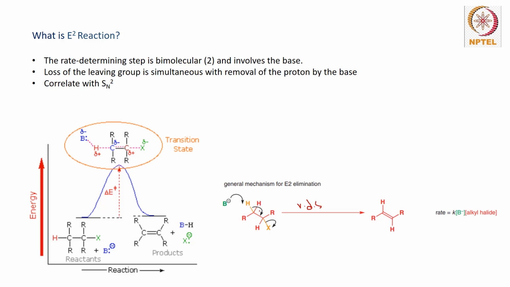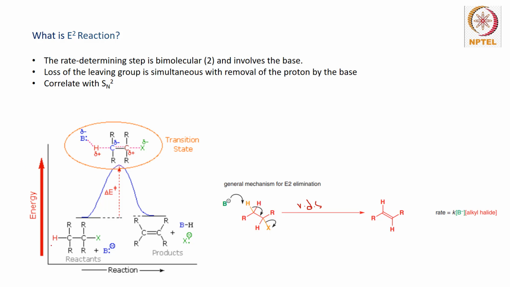In this process, how many components are getting involved? Two, base and our substrate. So it's dependent on two components, so the order of the reaction is 2. That's why it is called E2 elimination, a bimolecular reaction.